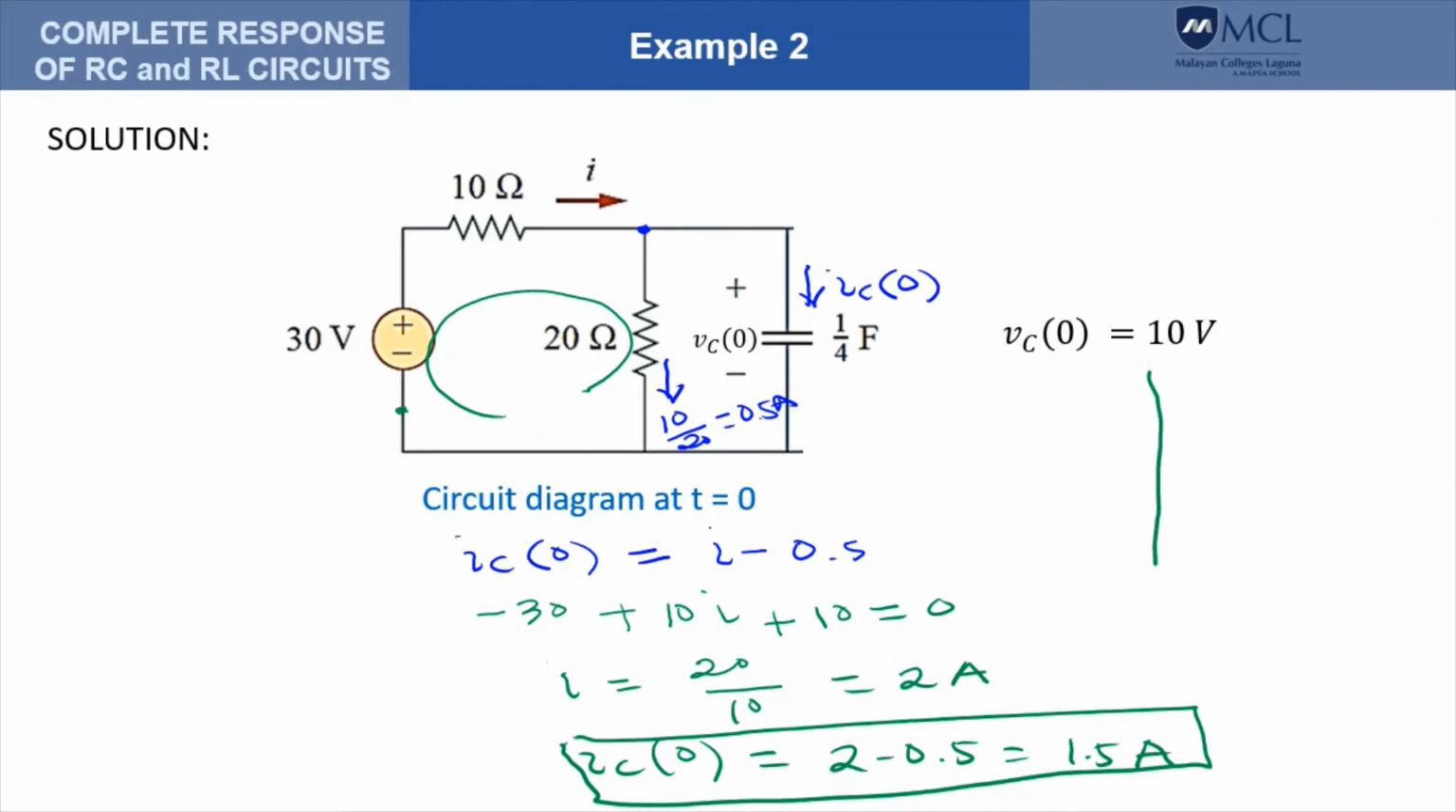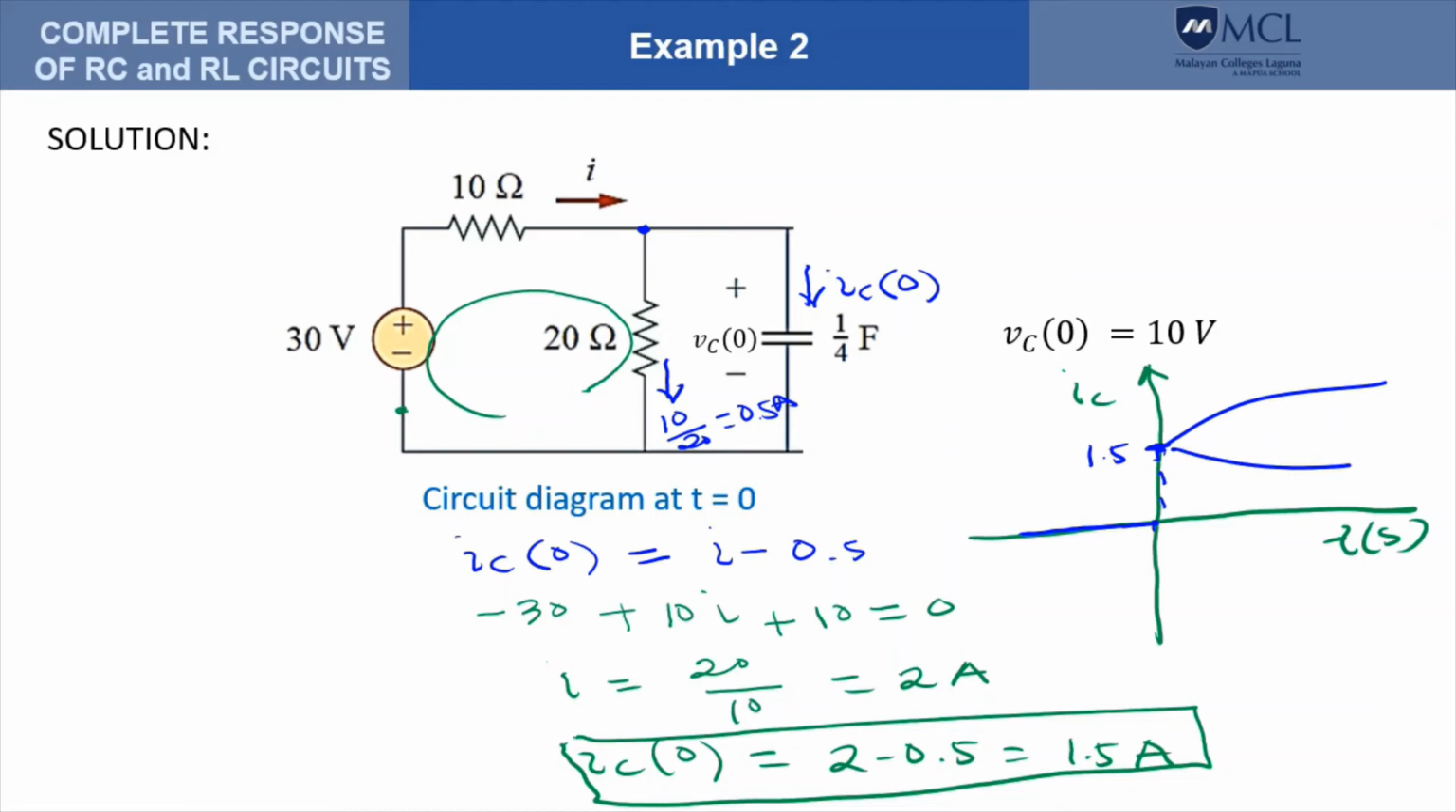If we try to plot the current versus time, so this is the current through the capacitor. Before t equals 0, the current is 0, and at t equals 0, it jumps to 1.5, and then from there the circuit undergoes a transient condition. So therefore, the current through the capacitor could either increase or decrease, but will settle to a new steady state value.